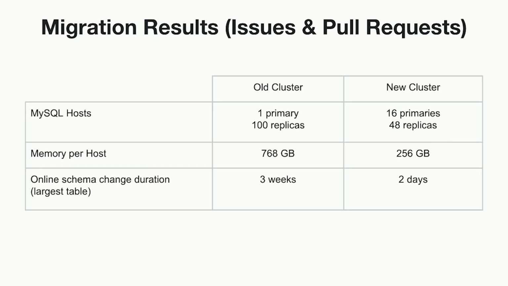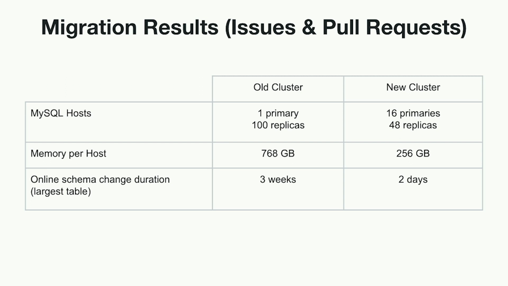Okay, so let's talk about the results of this migration, right? In the issues and pull requests case, the old cluster had one primary and 100 replicas just to serve the read load. And those are not tiny machines. They're massive. They have, I think, 64 CPU cores and 768 gigabytes of memory. So that cluster was really, really big, and it was already running at its limits, right?